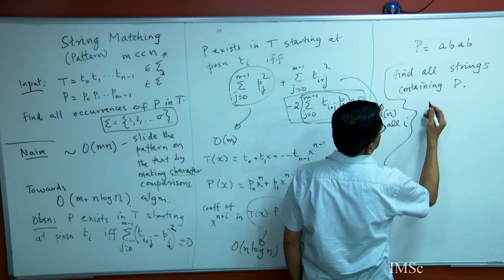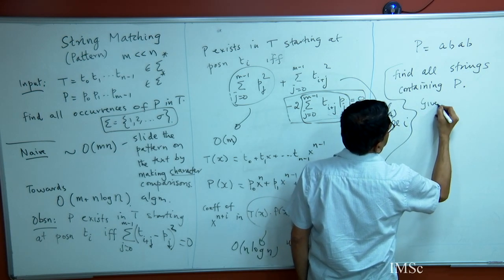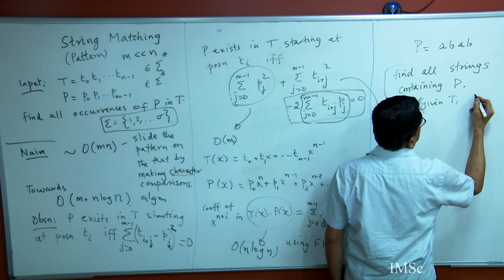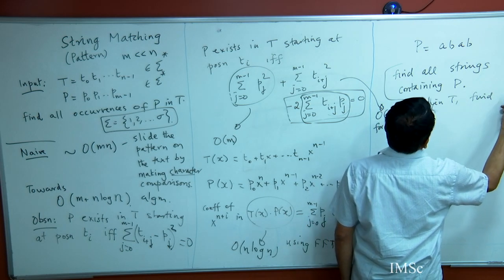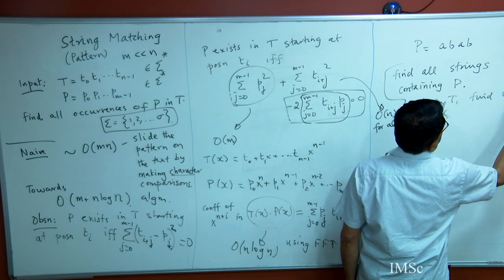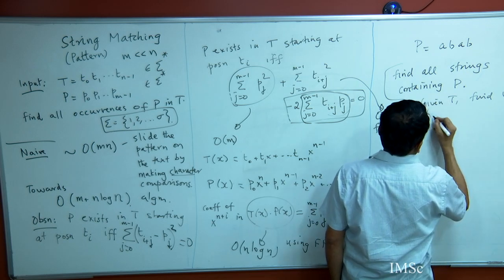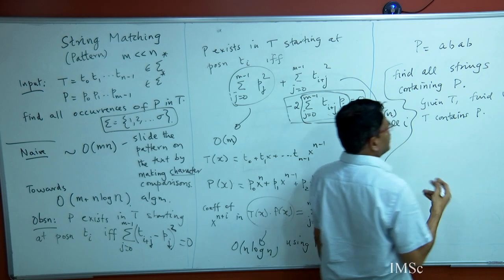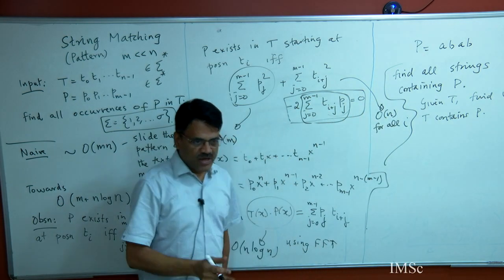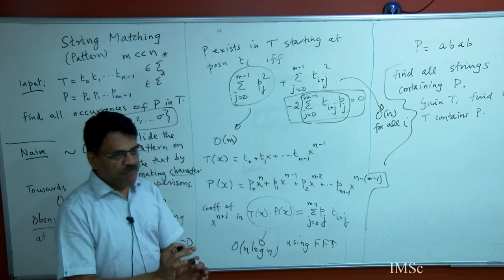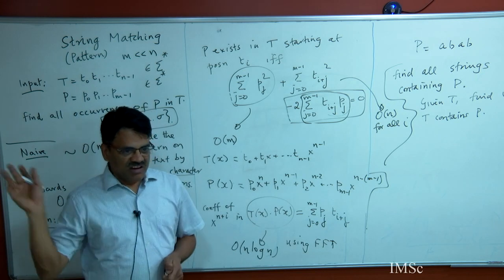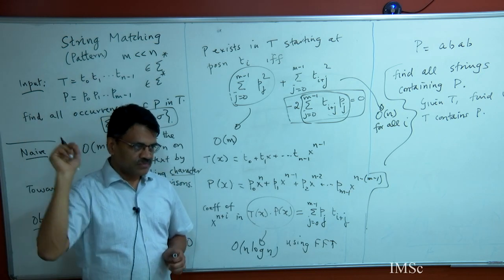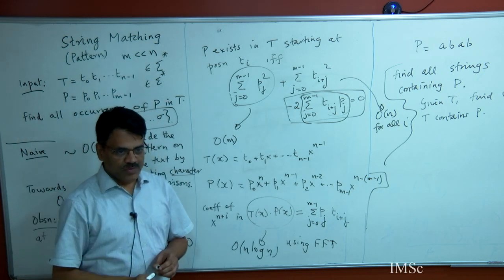Another thing is, given T, you want to find whether T contains P, right. That is our original problem. Whether T contains P, or all occurrences of P in T, and things like that. But I give you the pattern in advance, and text is coming one by one. So, how do you pre-process the pattern?